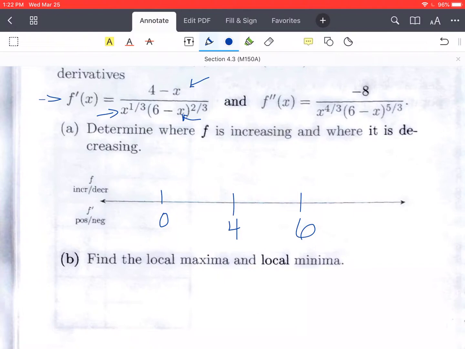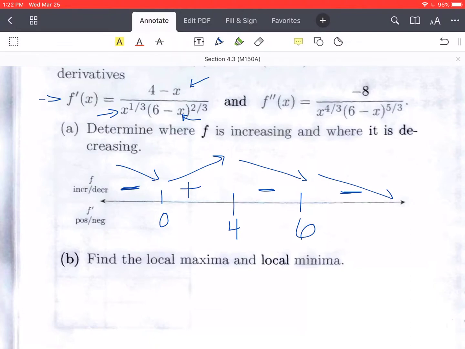And then we test to the left and to the right of each of these critical points. So we pick something less than 0, say -1. That's going to give us a negative. Plug in something between 0 and 4, pick 2, 3, whatever you want. That's going to give us a positive. Between 4 and 6, maybe pick 5, that's going to give us a negative. And then something bigger than 6 will also give us a negative. So we go from decreasing to increasing to decreasing to decreasing.